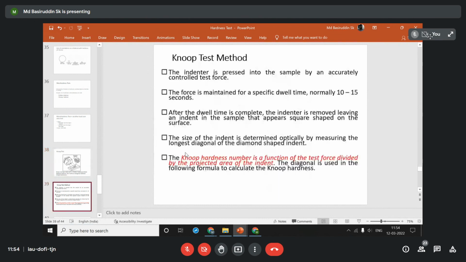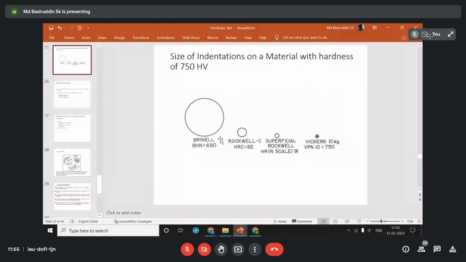Another thing is that we can also measure the hardness of coating material quite efficiently following the Knoop hardness test. The thing is more or less similar, only the indentation surface area covered by the Knoop test is relatively less compared to the Vickers hardness test. If you compare the indentation size for a material, with Brinell testing machines, for the same material you get a BHN of 690, which covers the surface area this much. If you follow the Rockwell testing process, for the same material you will find a Rockwell hardness HRC of 62, but it will cover an indentation area this much.